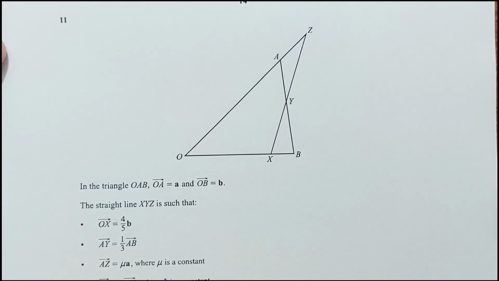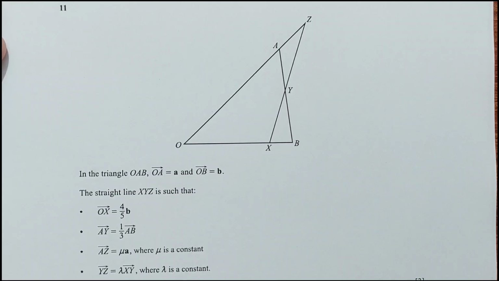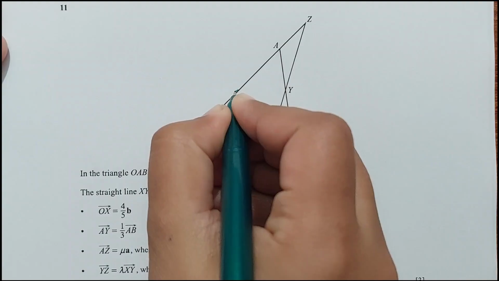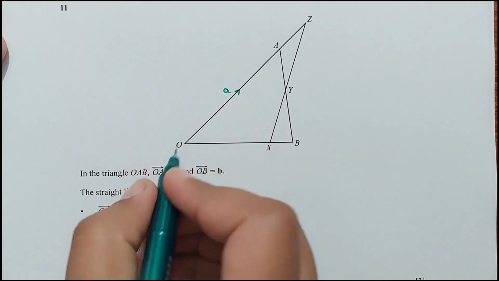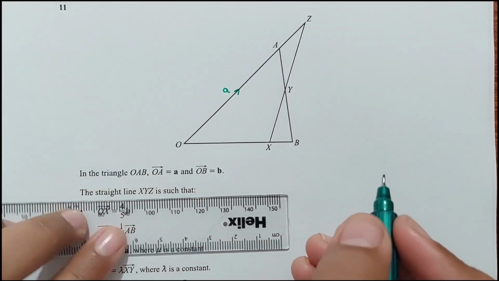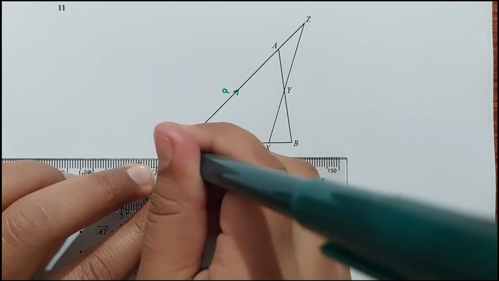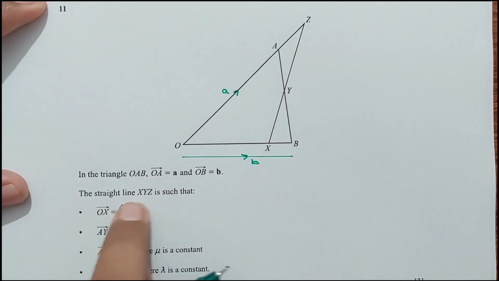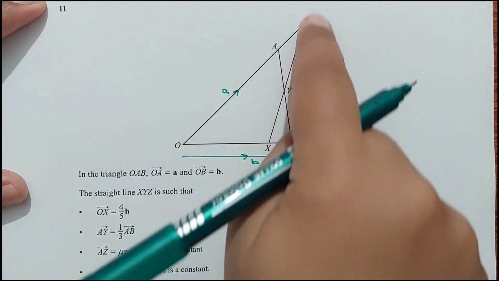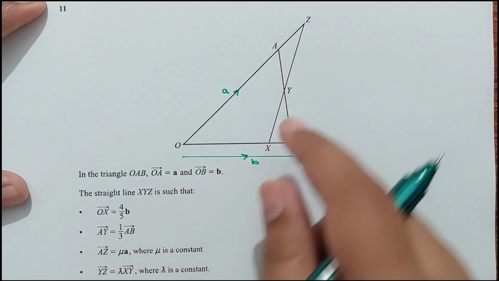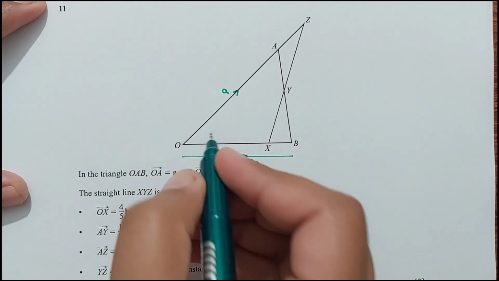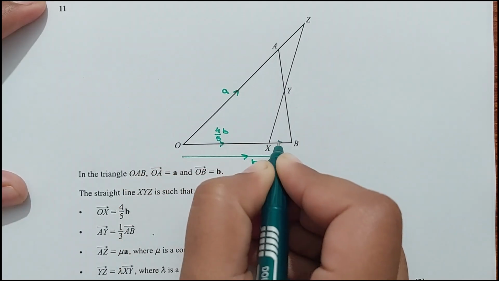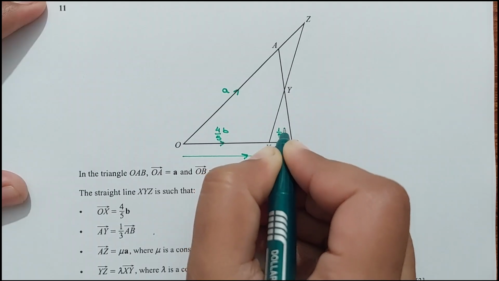Now question number 11. In triangle OAB, O to A is A, O to B is B. The straight line XYZ is such that X, Y and Z is a straight line. OX is 4 by 5 of B. So XB is 1 by 5 of B.